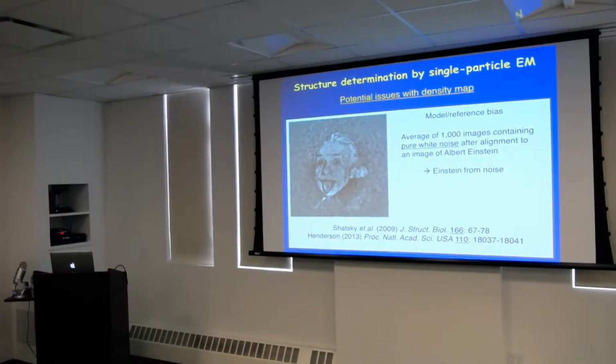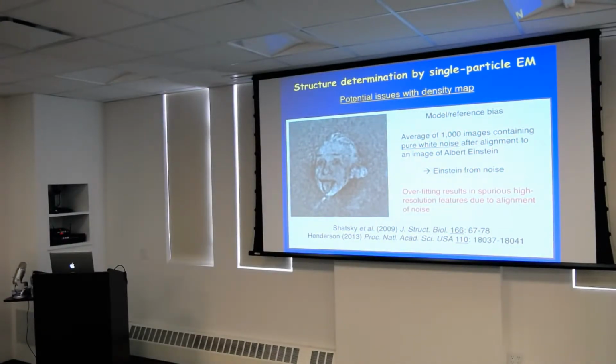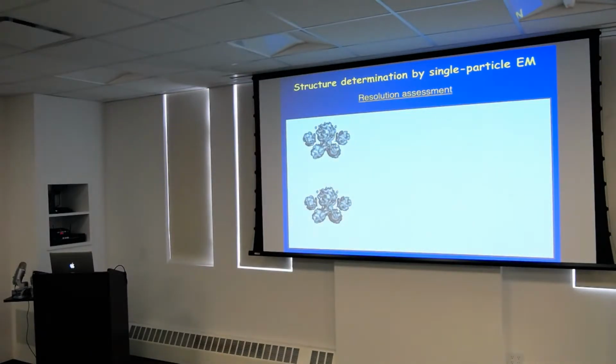And overfitting is a problem, and programs really try to figure out how to prevent this. One way to look at overfitting is by looking at the resolution of the map. All of you will use resolution assessment, because if you refine your map, you have to figure out whether your map actually gets better or worse. And a simple way to do this is just to look at the resolution of the map.